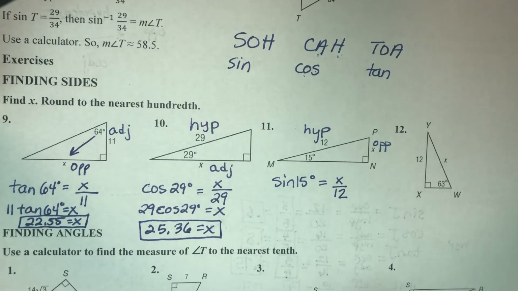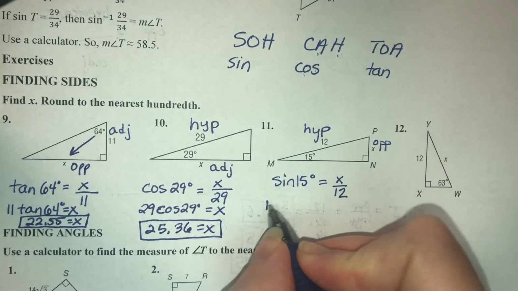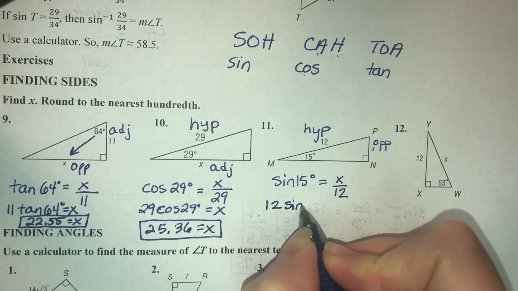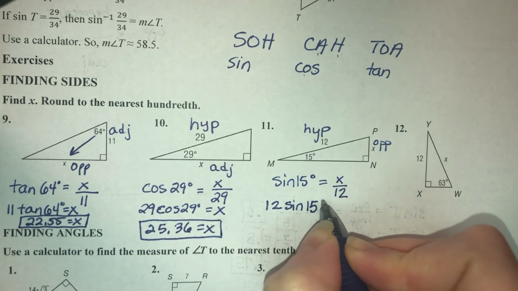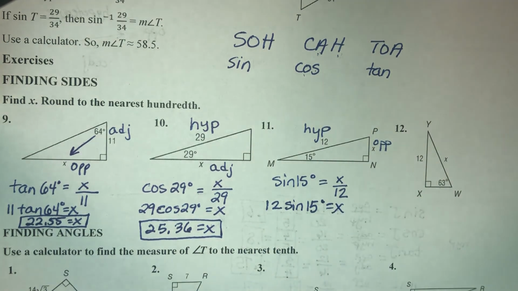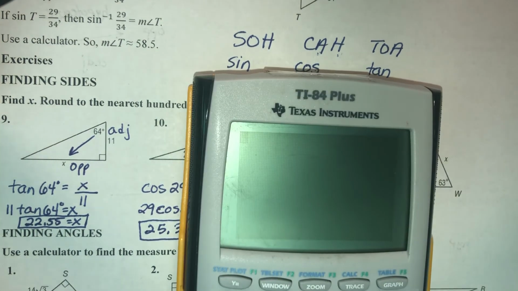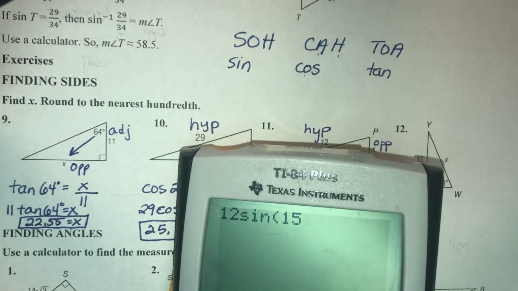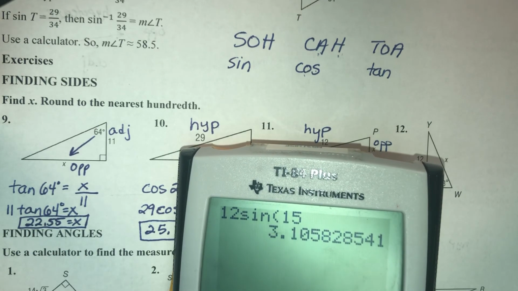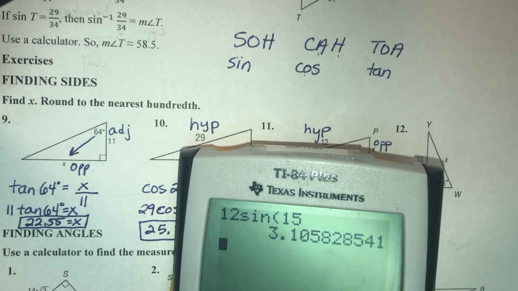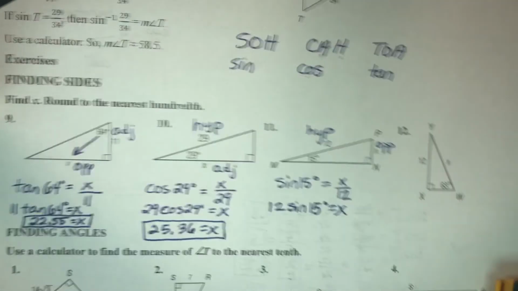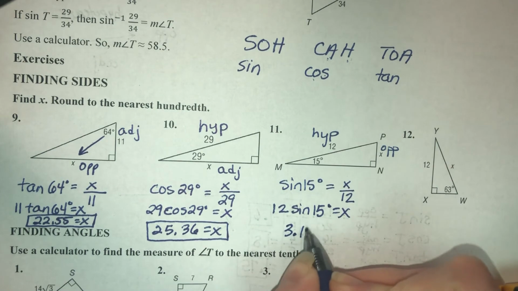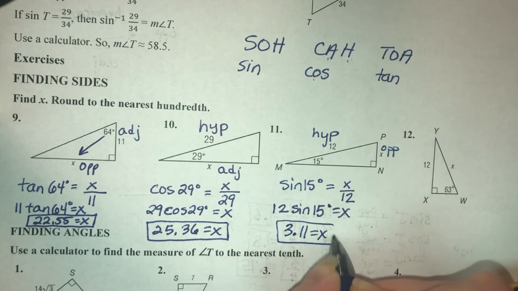Now, because I have x divided by 12, I have to multiply both sides by 12 to get the x by itself. So 12 times the sine of 15 degrees will equal x. 12 times the sine of 15 degrees equals 3.11. That 5 is going to round the 0 up to 1. 3.11 is what x is equal to on this problem.